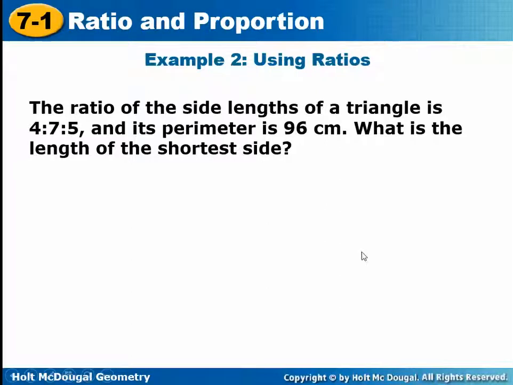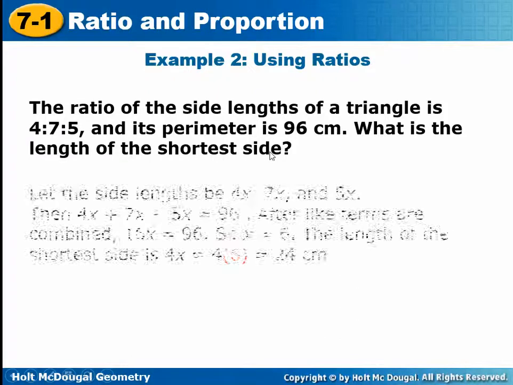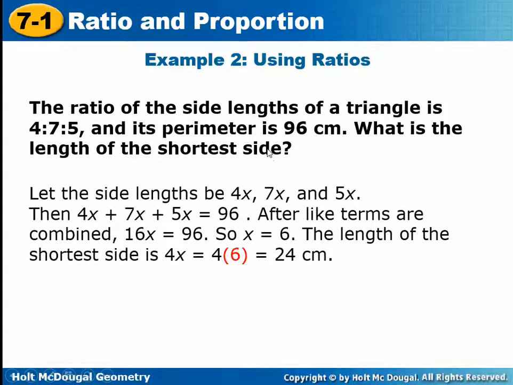So here we have a triangle, and its side lengths are in a ratio of 4 to 7 to 5. Its perimeter is 96 centimeters. Perimeter, remember, is if you add all the lengths of the sides up. What is the length of the shortest side? So what we're going to do is first sketch a triangle here. Any kind of triangle is fine. We know the side lengths are in the ratio of 4 to 7 to 5.